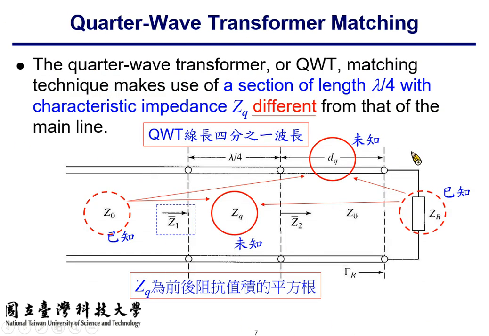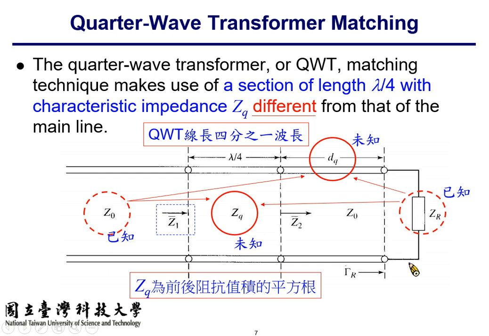Okay, so this slide is the basic configuration for the quarter wavelength transformer. So you have a termination of ZR. ZR can be anything: short circuit, open circuit, resistive termination, or reactive termination. It can be anything. And you have sections of transmission line. This is the first section. This is the second section.